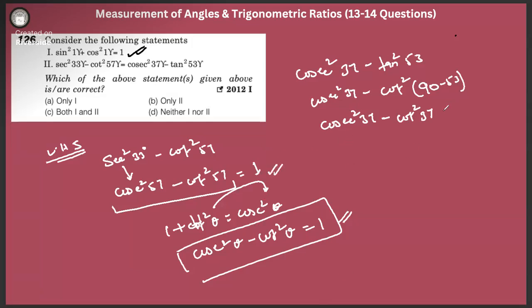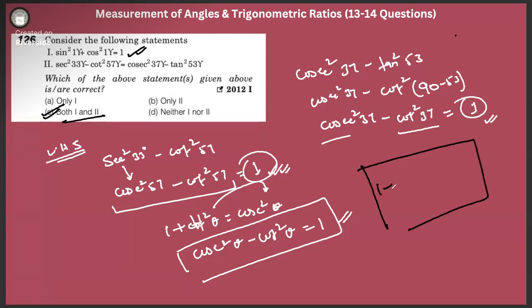So this thing is again 1. LHS and RHS are both equal. So if both of them are equal, what do we say? C is the correct answer. And this entire stuff, what we are doing, we are just using an identity, 1 plus cot square theta is equal to cosecant square theta. That's the only identity we are leveraging over here.